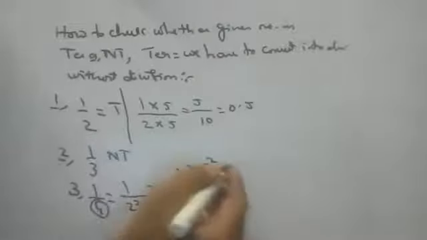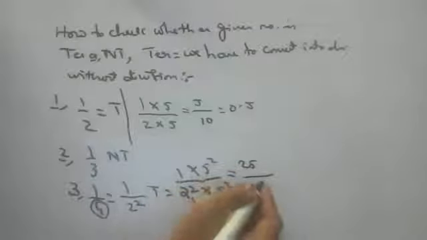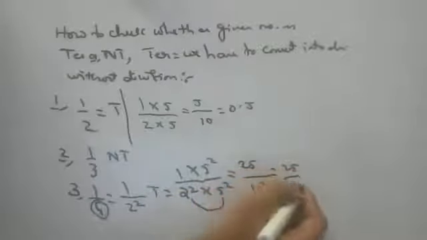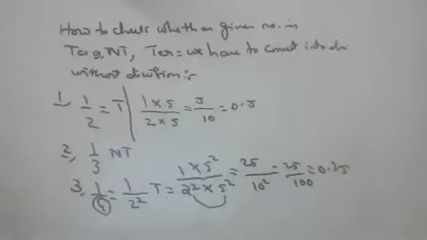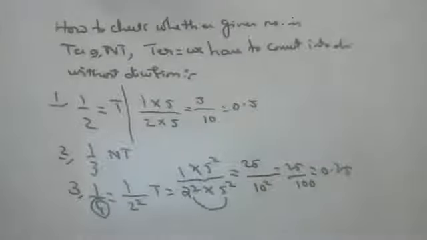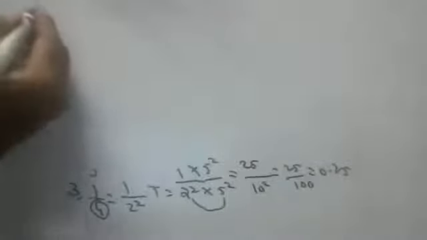Why, you will understand. Listen, 5 5s are 25, 5 2s are 10, so 10 square. 25 by 100 means 0.25. I didn't do any division. Directly I am writing it. I told you, without division you should do. Okay, children, keep copying along with me. Whatever I'm saying, you keep copying.